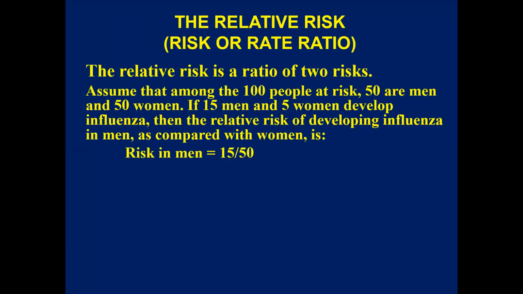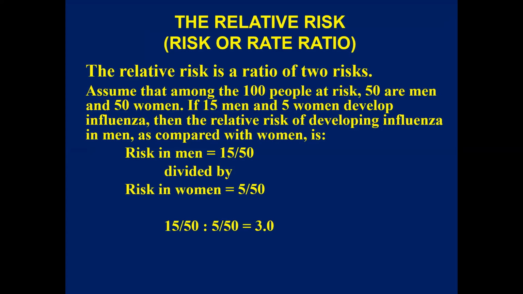So if we take this example, there are 100 people who are at risk, 50 are men and 50 are women. Among them, if 15 men and 5 women develop influenza, then the relative risk of developing influenza in men compared to women is: risk among men is 15 by 50, divided by risk among women, which is 5 by 50. So the risk ratio or the relative risk is 3.0.